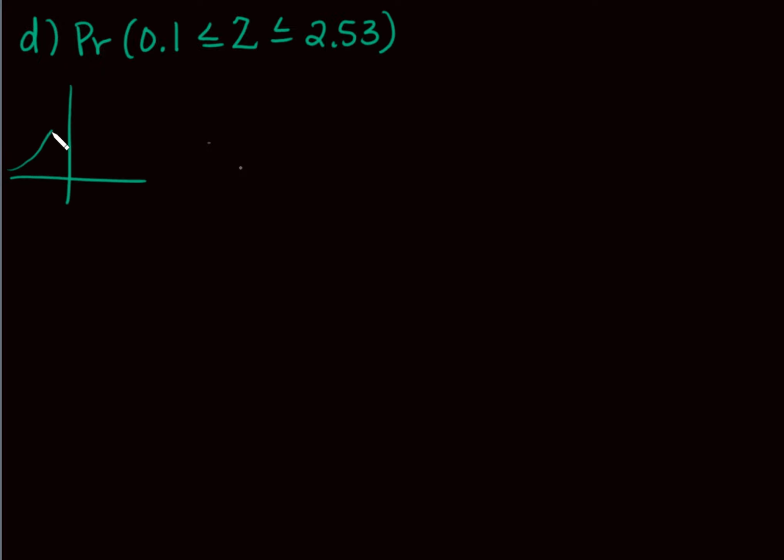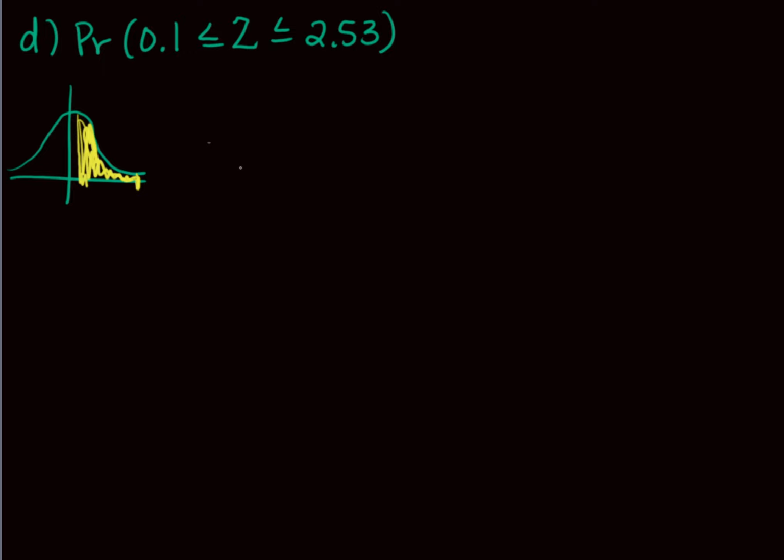Let's look at D. What about the probability that Z lies between 0.1 and, let's say, 2.53? So again, this is going to be a little bit different. There's my curve, pretend. And I want to go from 0.1 to 2.53, this isn't to scale here, but this is the area I want. And all I know, the thing that I am given, is the area from 0 to anything.